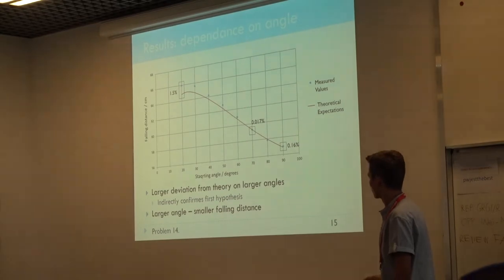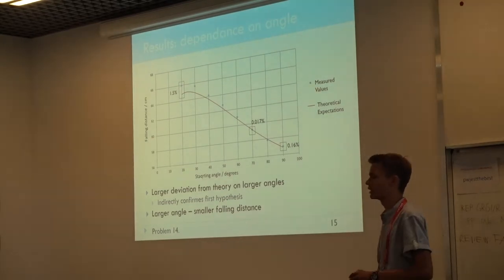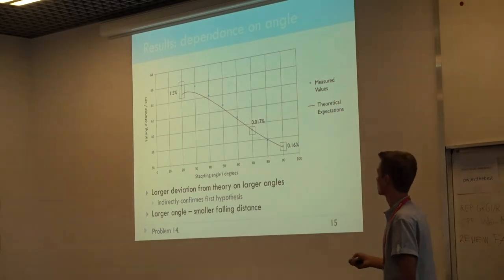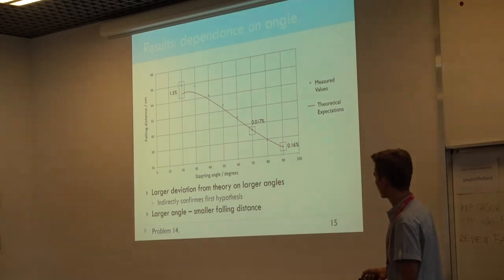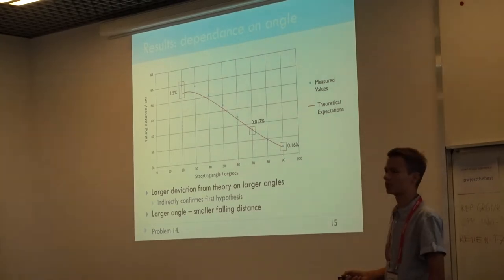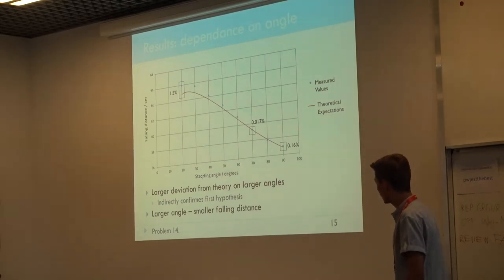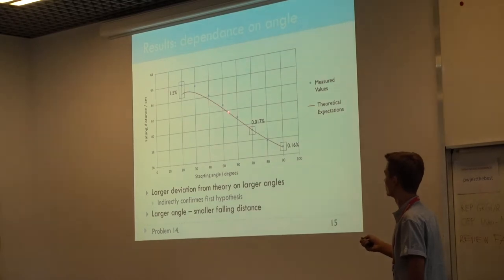So now we have again the falling distance of the large weight on the y-axis and the starting angle on the x-axis. And what we can see is again that we have very good correlation between the theory, which is obtained by the computer simulation, and the experimentally obtained points. The deviation from the theory is larger on larger angles.